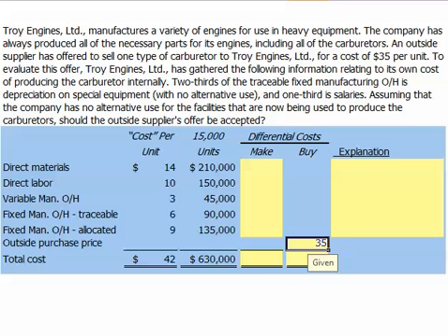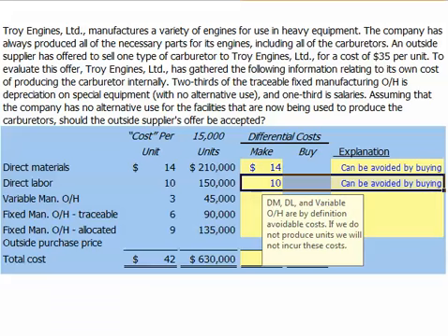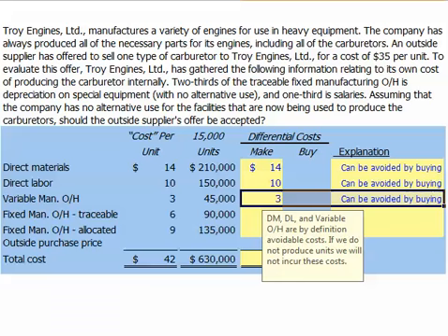Let's begin by looking at our differential costs if we make versus if we buy. Again, the outside purchase price is $35 per unit. If we make the product, we will certainly incur direct material costs. Direct material, direct labor, and variable overhead are by definition avoidable costs. If we do not produce the units, we will not incur these costs. So in our differential cost analysis, we will want to include our $14 per unit direct materials, our $10 per unit direct labor, and our $3 per unit variable manufacturing overhead cost.